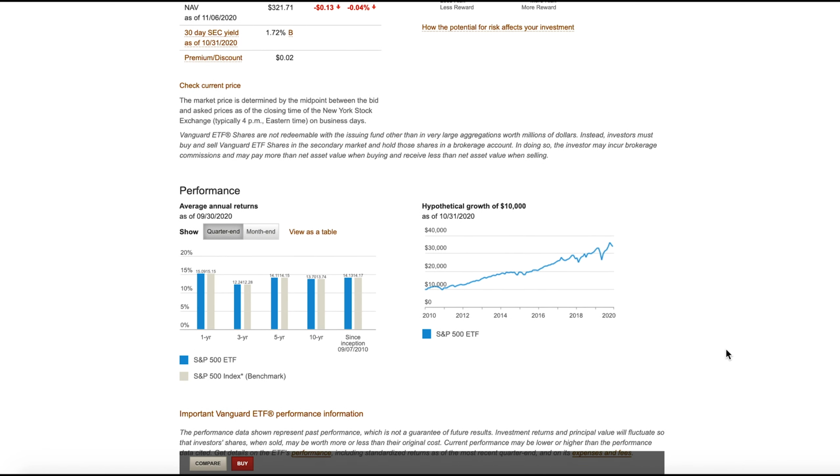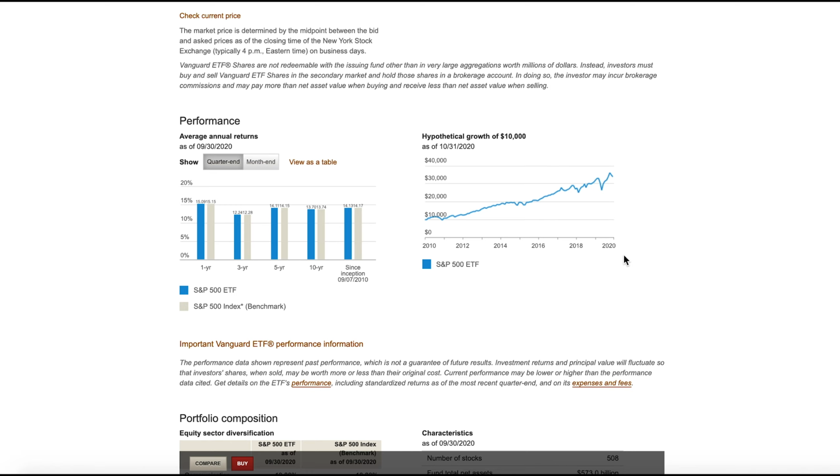If we scroll down, we'll see these little hypothetical growth charts of $10,000, meaning that if you had invested $10,000 10 years ago, this, in theory, is what it would have done. So today it would have been at $33,866.90. So again, when you're looking at these graphs, it's important to note when the fund was actually started and how much data you're actually looking at.